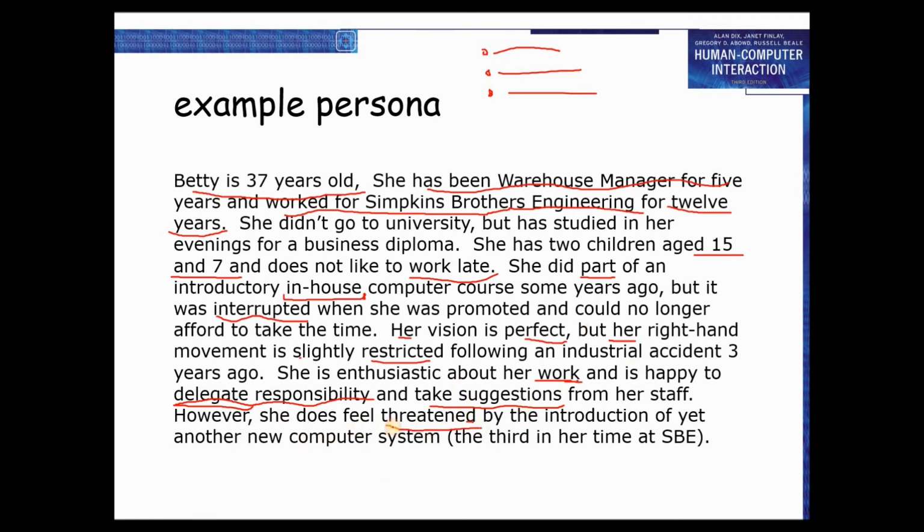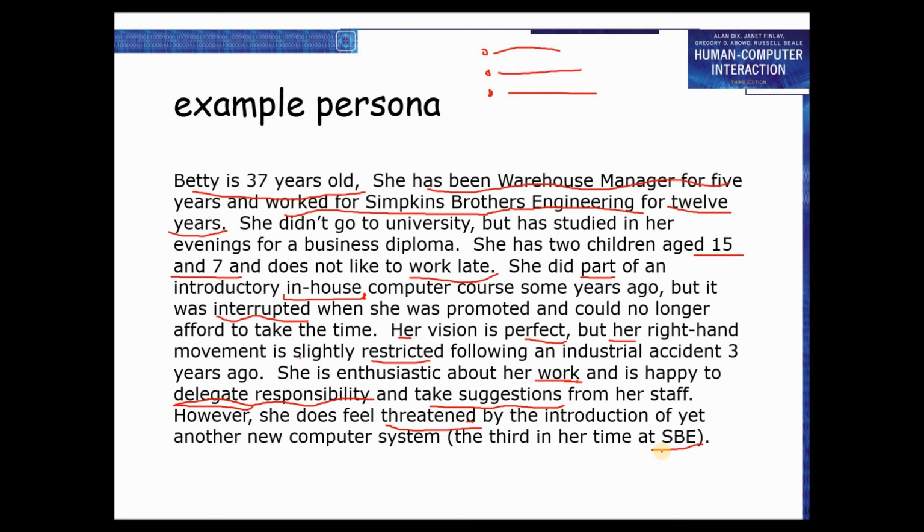Now one last thing is that she does feel threatened. She feels threatened about what? Threatened means afraid or scared by the introduction of yet another new computer system, the third in her time at SBE. So in this company, Simpkins Brother Engineering, a third computer system has been installed, and because she doesn't have the computer knowledge, she did not complete the computer course, she feels afraid of the new computer system. Clear? So that is her negative point.